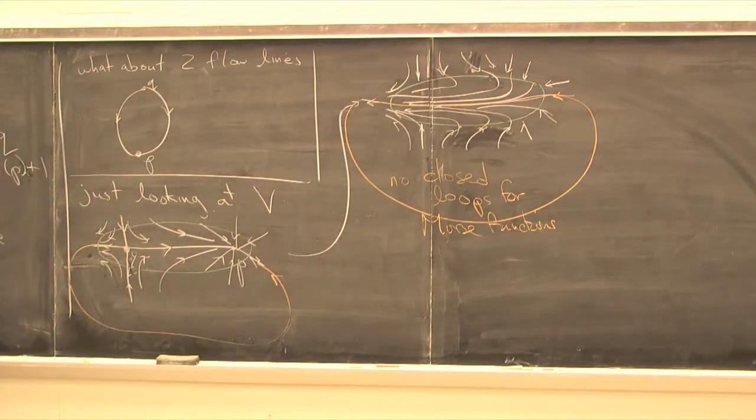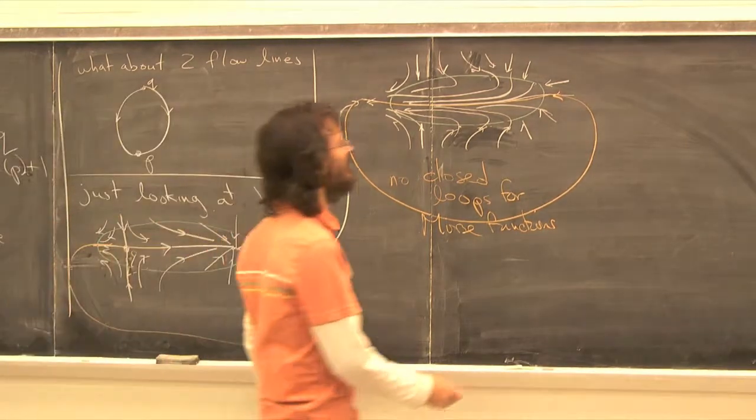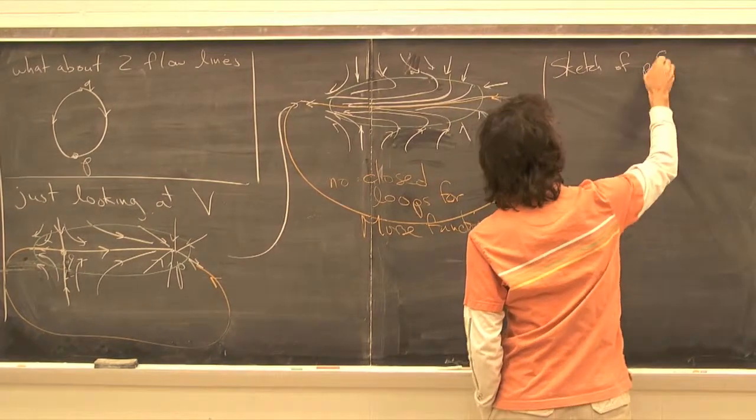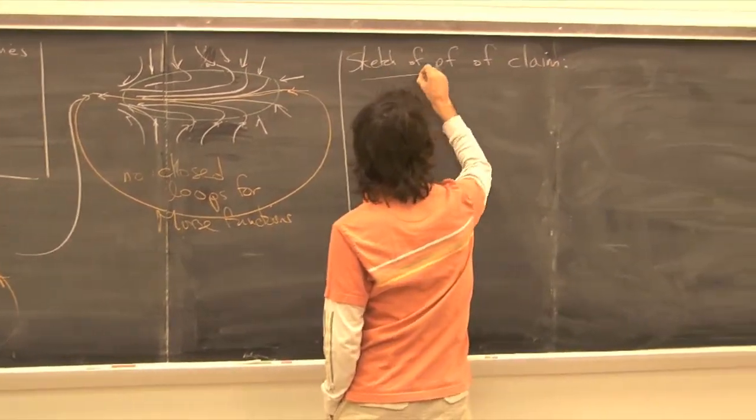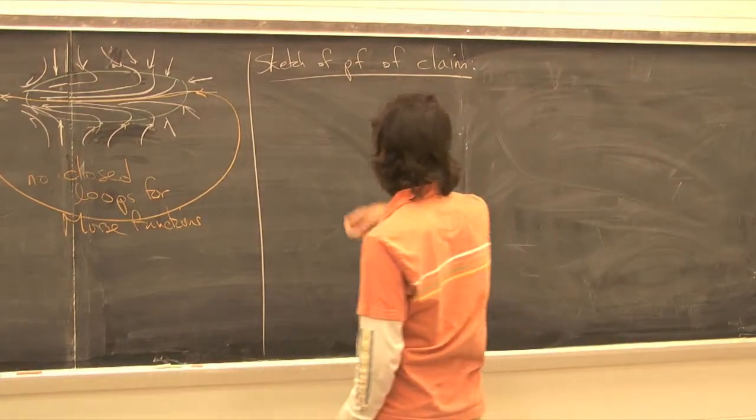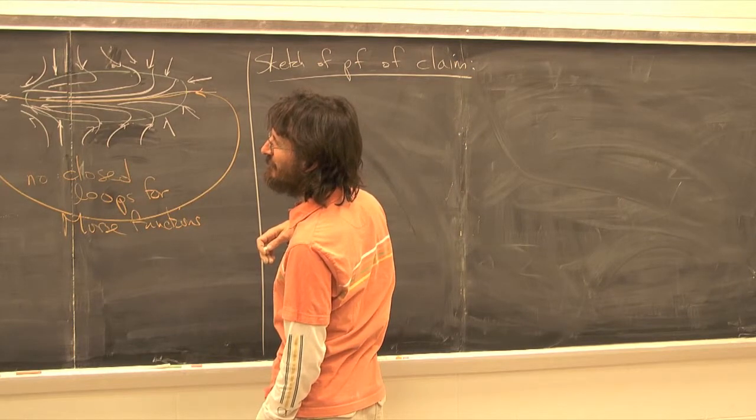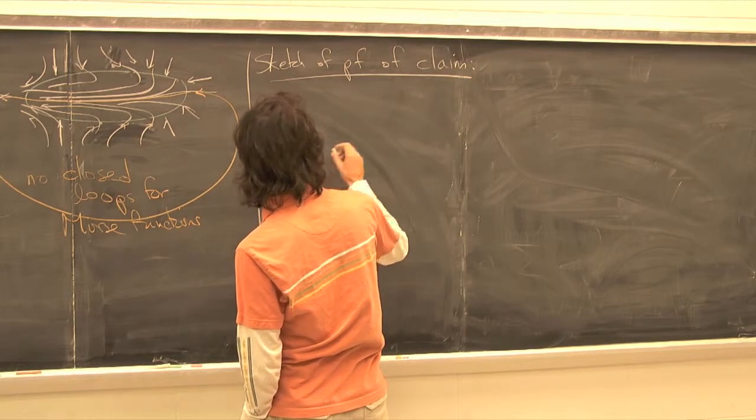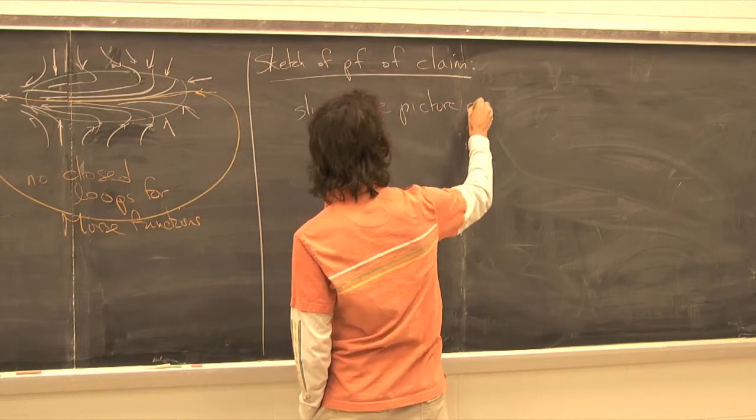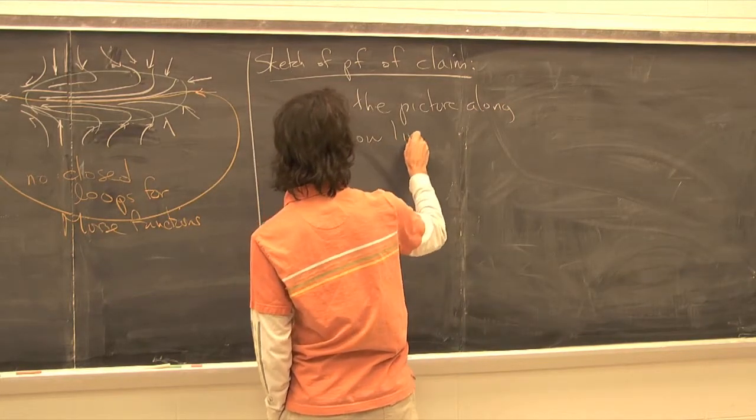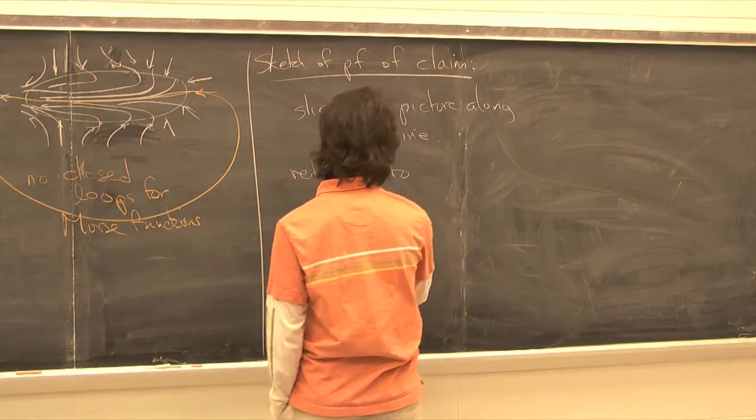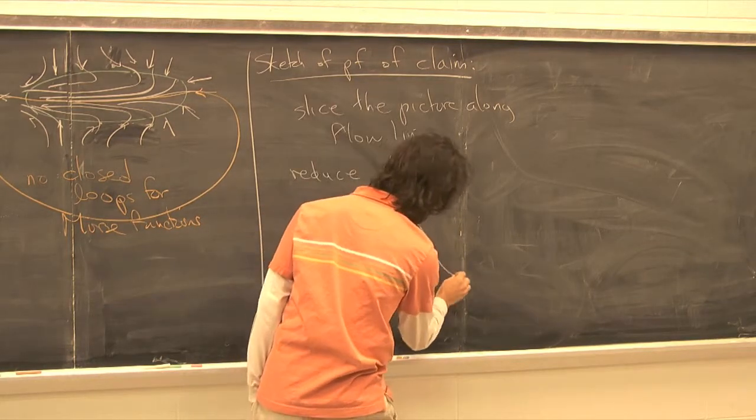That's just the background. So, sketch of the proof of the claim. I mentioned this before: the idea is to slice the picture along the flow line in the following sense. So you reduce to, I've got my point Q, my higher point. Here's my point Q. I have the single flow line down to P.